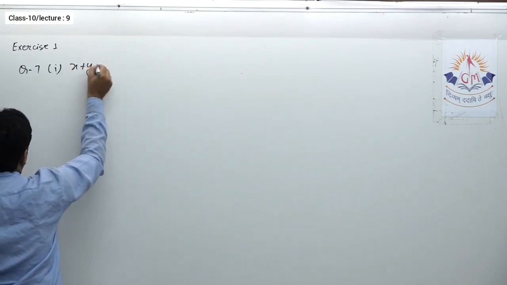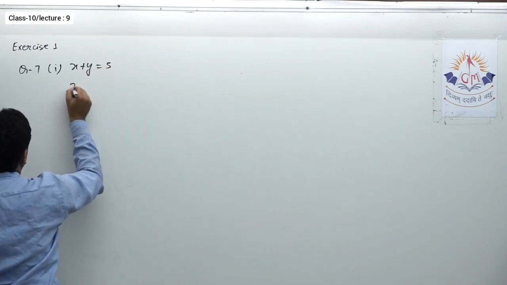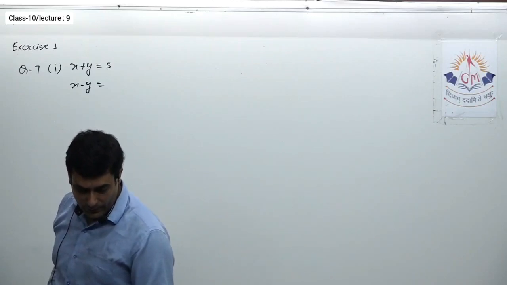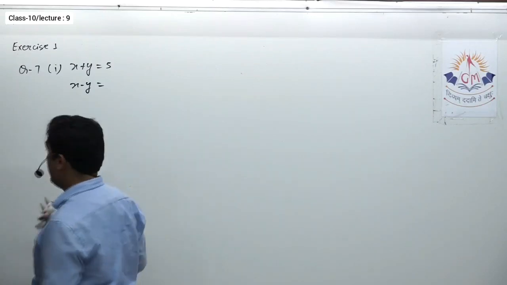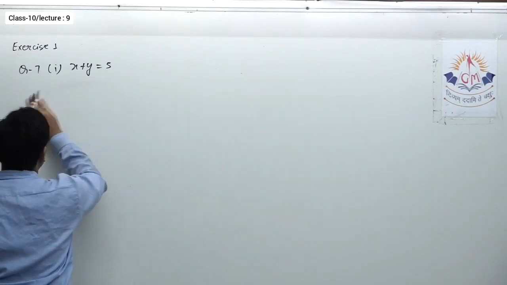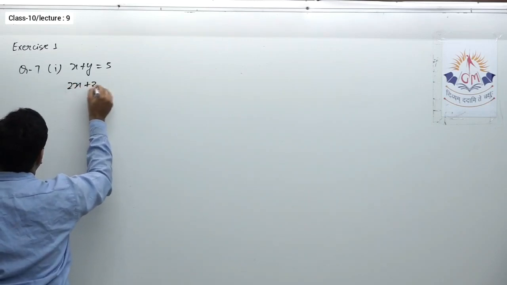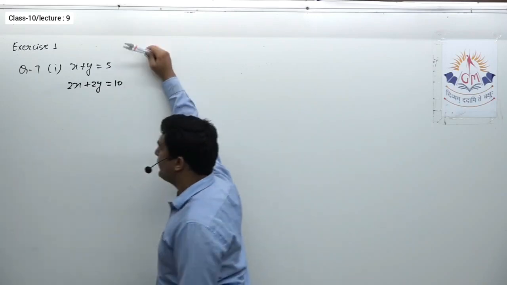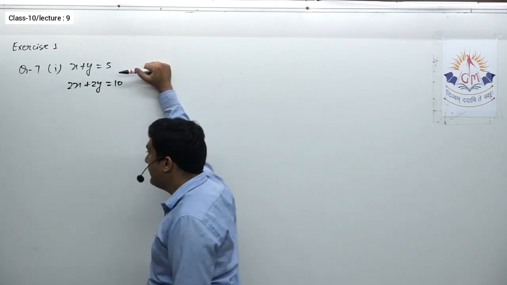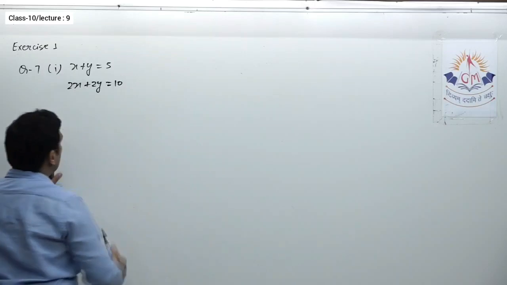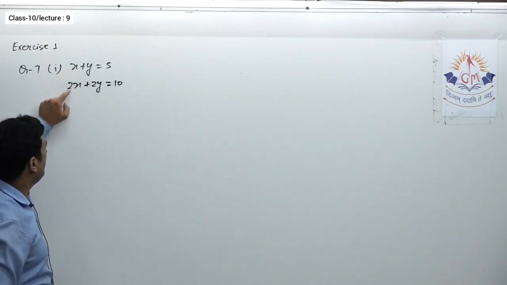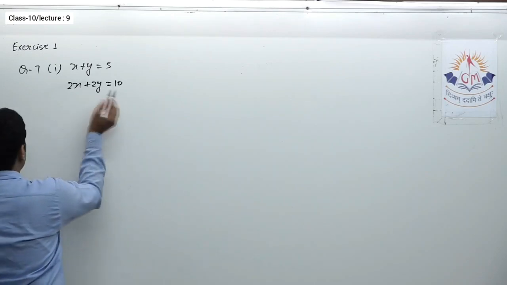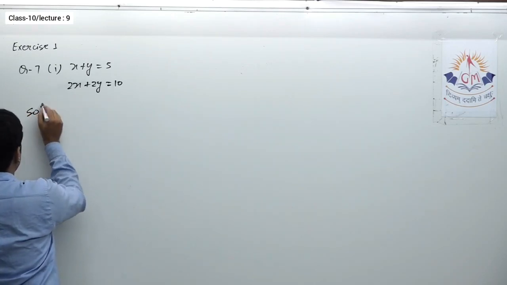and 2x plus 2y is equal to 10. Just by looking at the equations we can say it is consistent, because there will be infinite solutions. a1 upon a2, b1 upon b2 and c1 upon c2 are going to be equal over here. So let us see how to solve this.